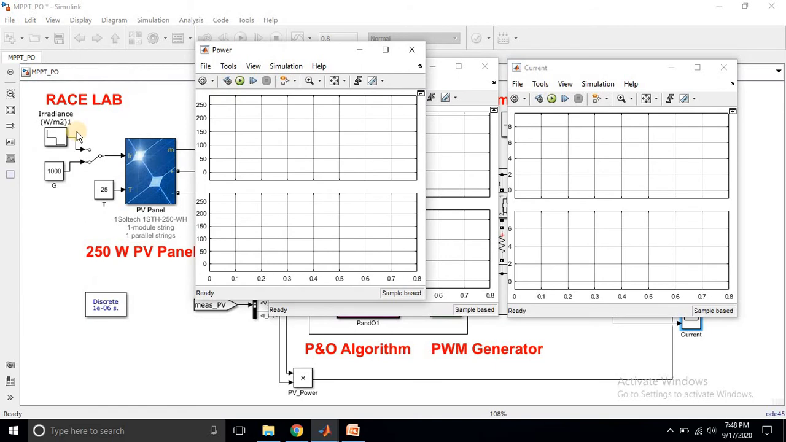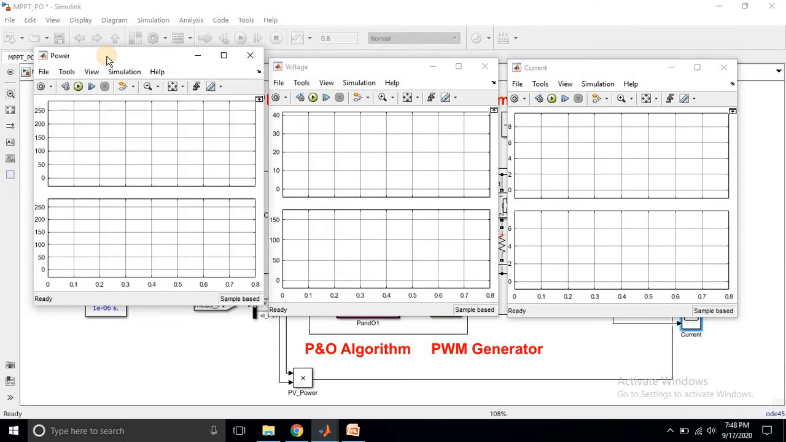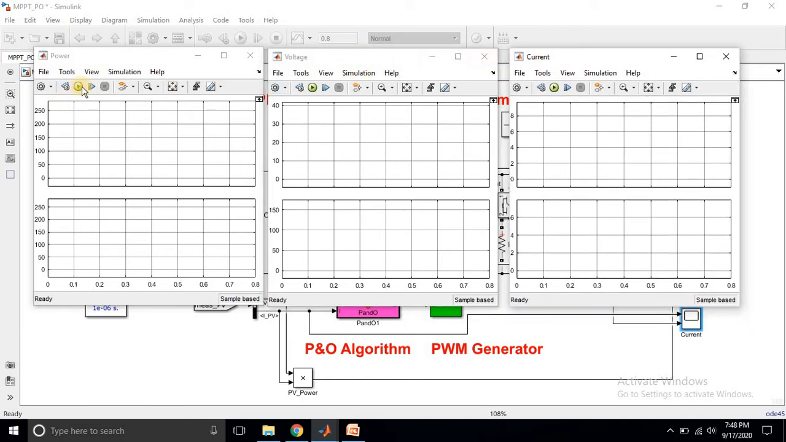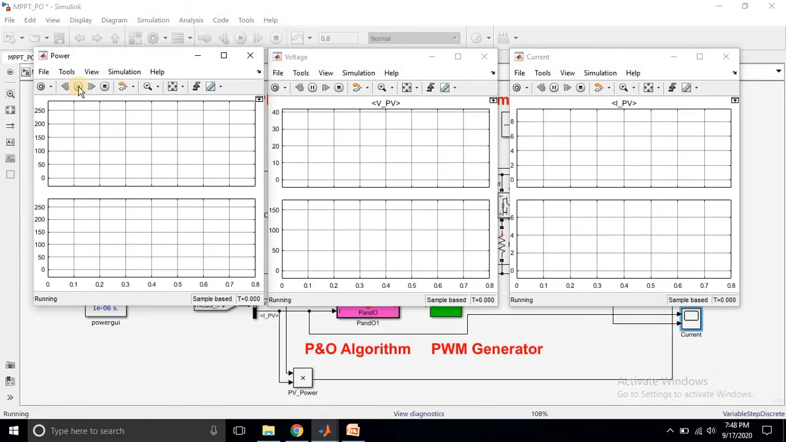Already here we are fixing the irradiation at around 1000 watts per meter square and the temperature at around 25 degrees Celsius. That means for the solar panel, the maximum power point is around 250 watts. So when you implement the P&O algorithm, you should extract the maximum power of 250 watts. So I am going to simulate this Simulink model, and then you will get some results, okay.